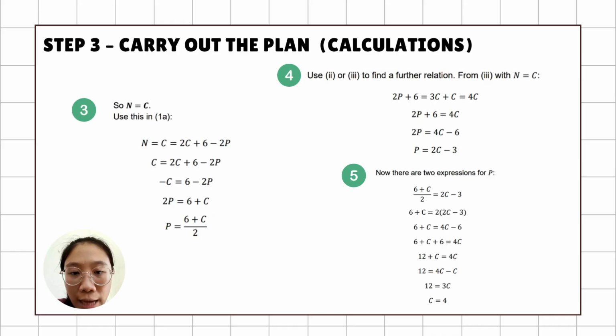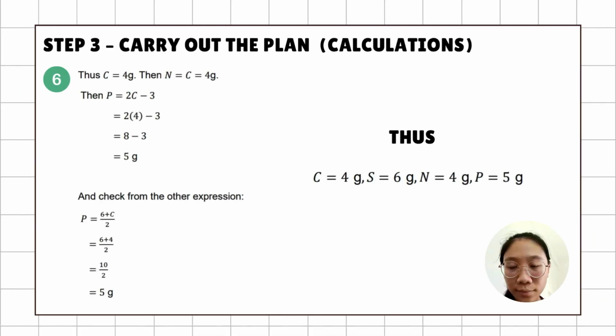For the fifth step, we know that now there are two expressions for p, so we equate them together. So 6 plus c over 2 is equal to 2c minus 3. And after a few arrangements, we lastly get that c is equal to 4. Now for the sixth step, we found that c is equal to 4g, and n is equal to c, which means that n is also equal to 4g.